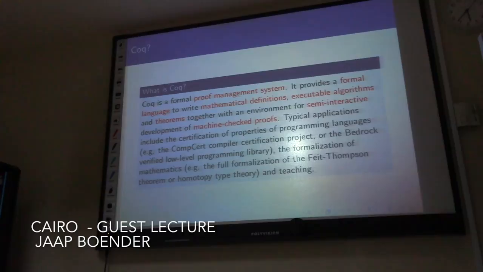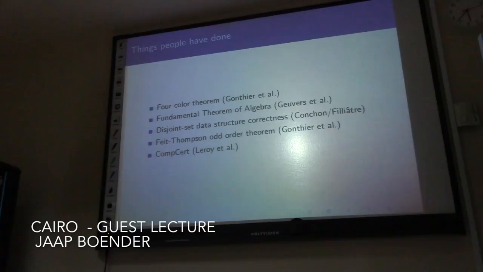So just a few bits and pieces, stuff that this has been used for. It started out being used for quite a lot of mathematics. The first application, for example, was proving the four-color theorem: any planar graph can be colored using only four colors, which was automatically verified using Coq by Georges Gonthier and his team. Then people started doing other mathematical stuff, such as the fundamental theorem of algebra, which is from Nijmegen, my old university. Disjoint set data structure correctness, and then finally the most recent and most impressive result is the Feit-Thompson odd order theorem, which is a big result from group theory.